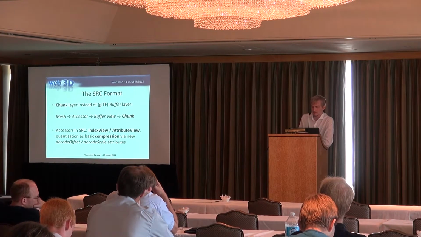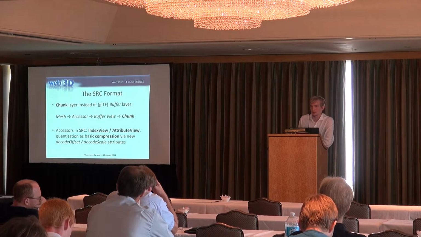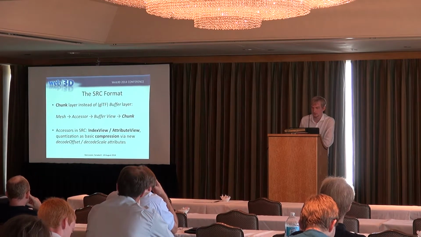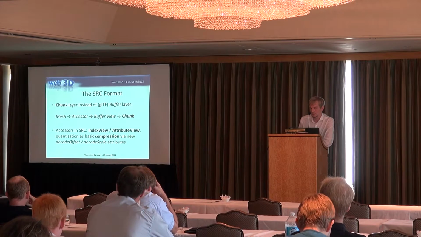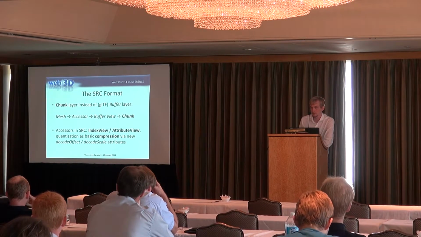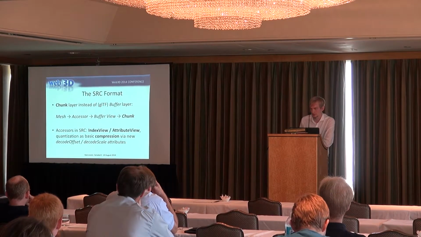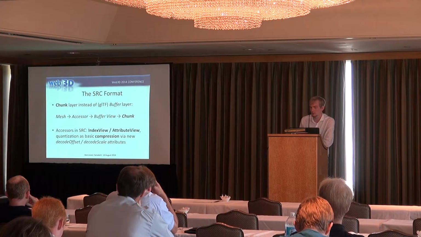So, first of all, if you take a look at the layers of glTF, you have the high-level mesh layer, which then contains references to so-called accessors. And those are usually index and attribute data. And those accessors then use buffer views that each point to exactly one buffer. So what we changed here is that a buffer view does not point to a buffer anymore, but to one or multiple chunks. And those buffer chunks are the basic byte layer.